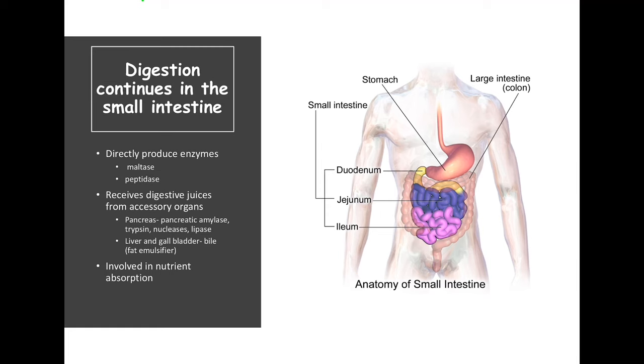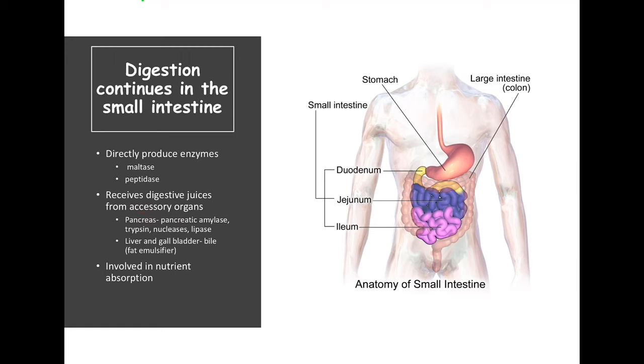Now, another important thing, especially about that duodenum, because I've mentioned it before, is that the duodenum can receive the enzymes produced by the accessory organs. The accessory organs include the liver, the pancreas, and what's associated with the liver is the gallbladder. Okay, so liver and gallbladder, I'll talk about together. So once again, our accessory organs are the pancreas and the liver and gallbladder.